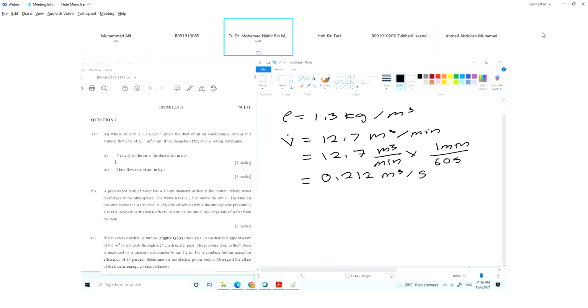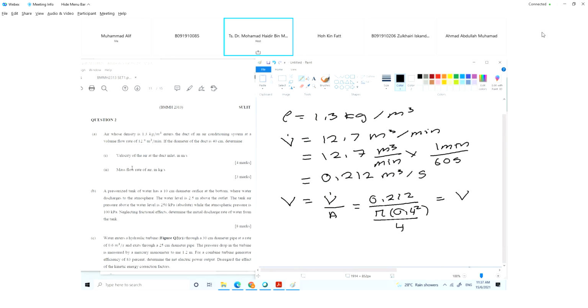Okay, for the first question, determine the V. V dot is equal to VA, so V is equal to V dot over A. V dot is 0.212, and the area of the ducting, where the diameter is 40 centimeter, is pi times 0.4 meter squared over 4. So you can get the velocity of the air.